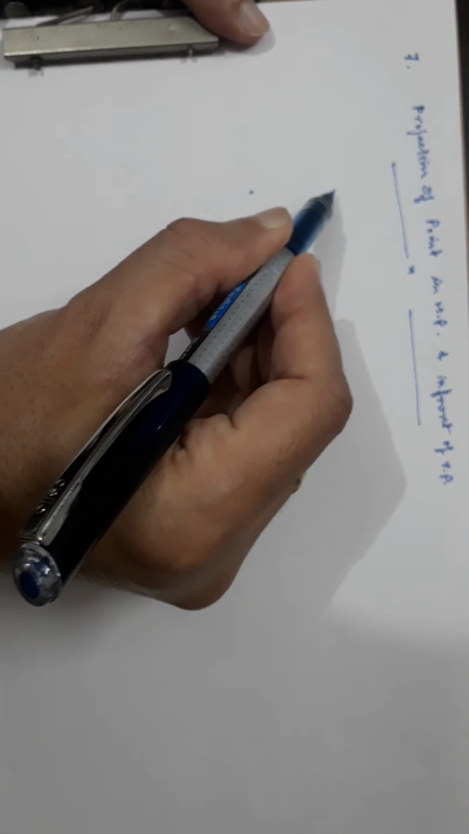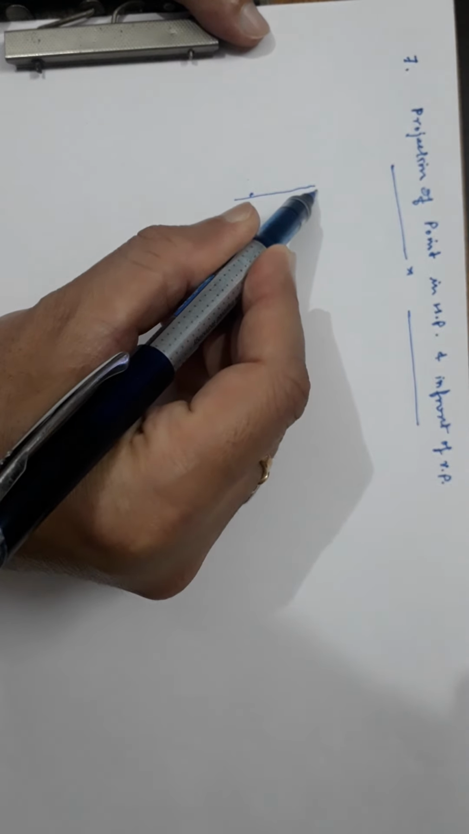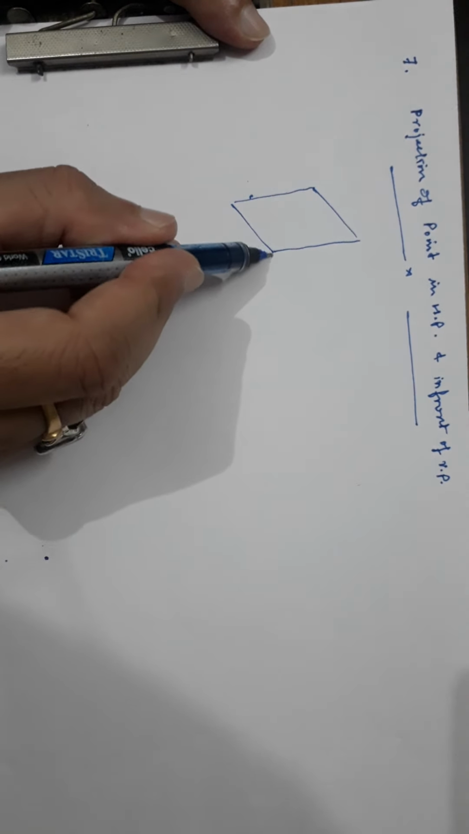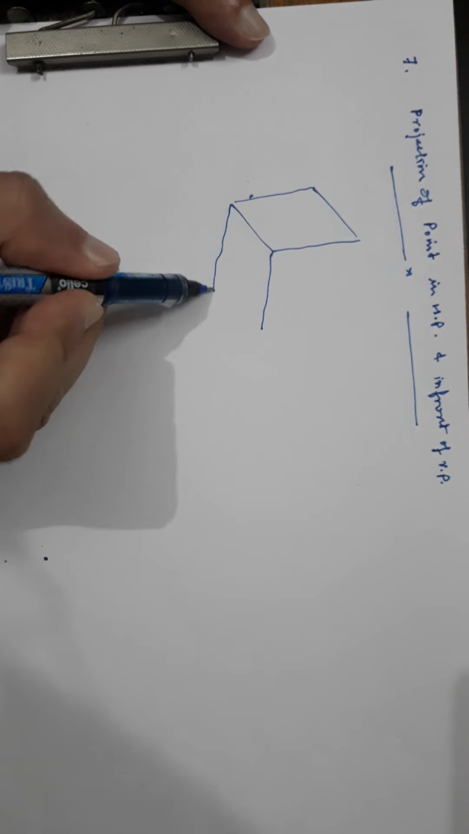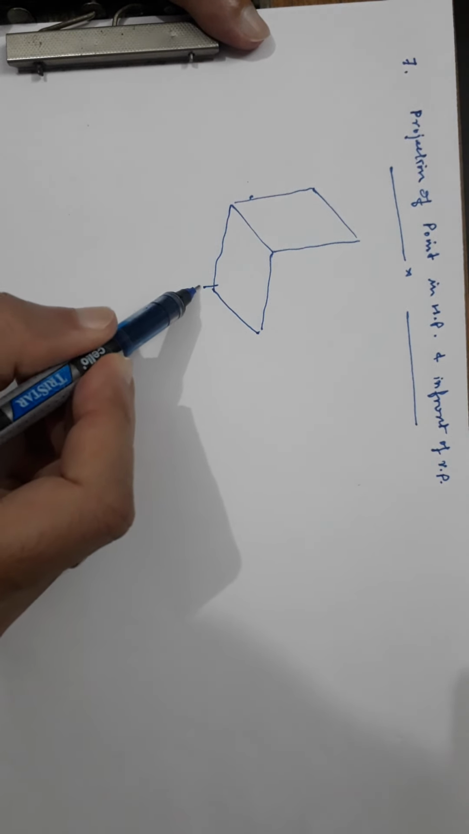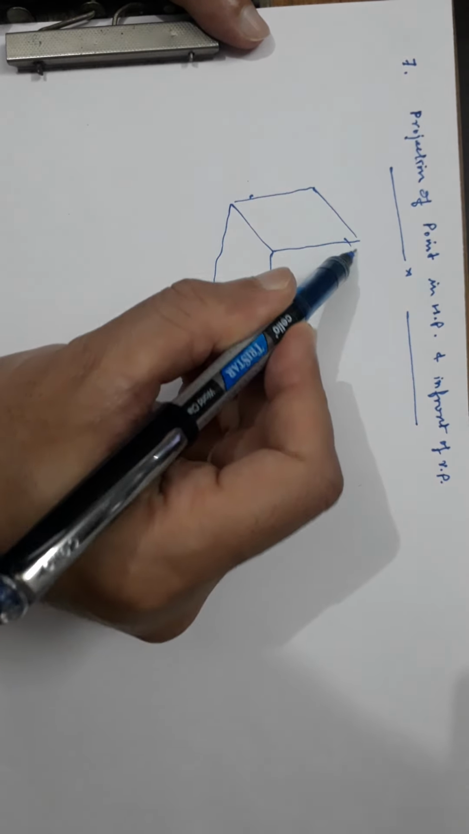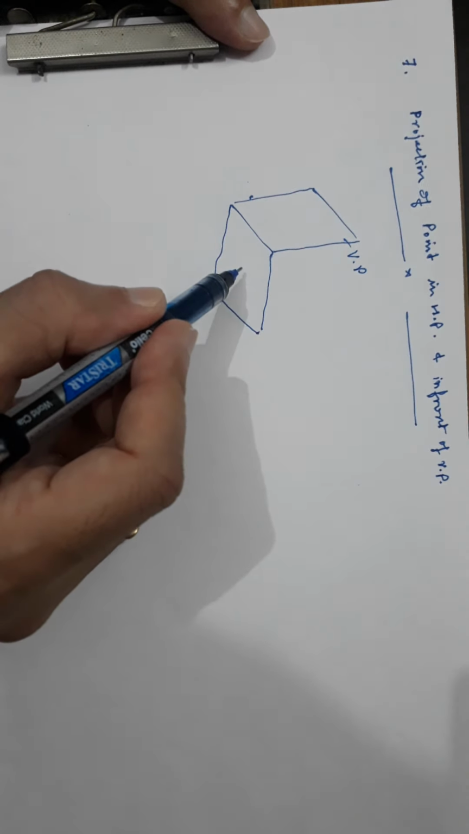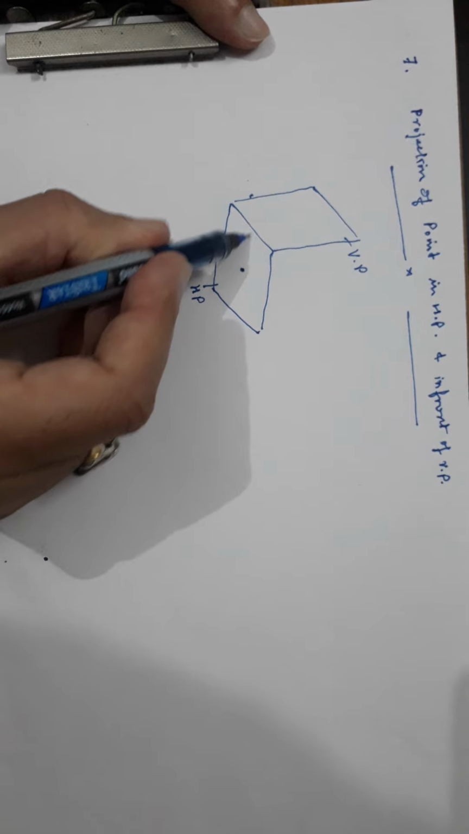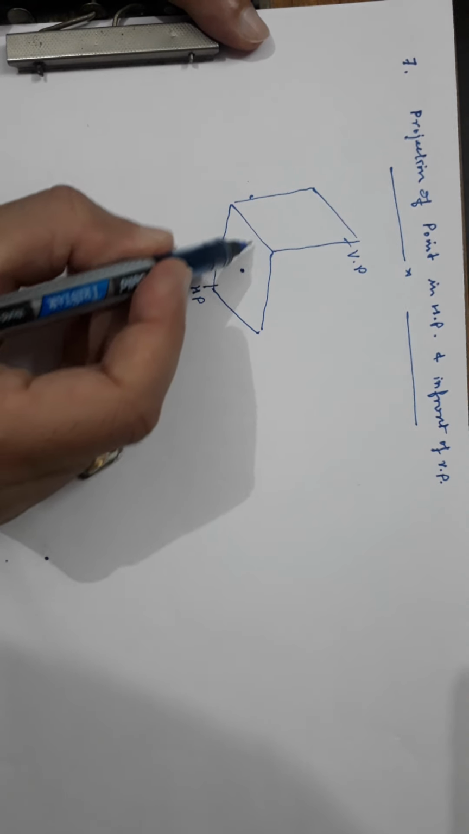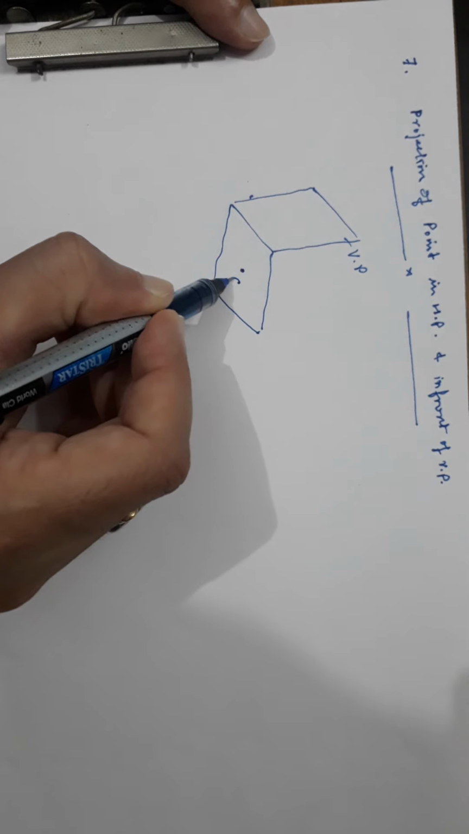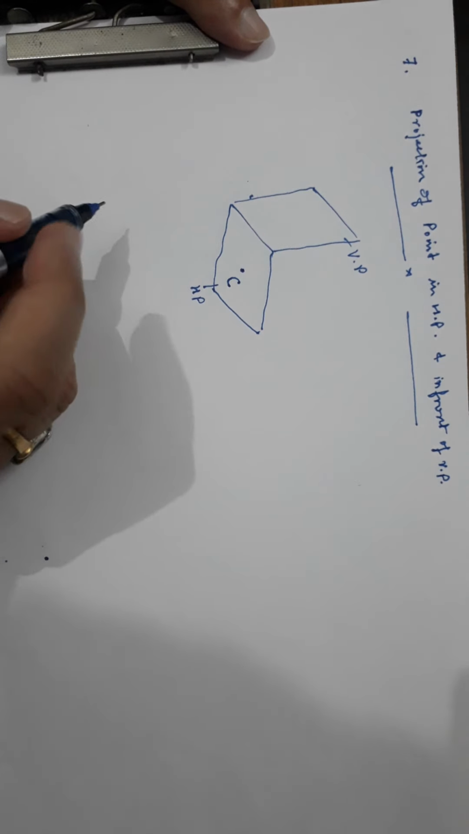Now this is the vertical plane and this is the horizontal plane. This is HP and this is the vertical plane. Now the point is somewhere here inside HP. This is in HP and at some distance from VP, in front of VP. Suppose this is point C, uppercase C, the actual position.